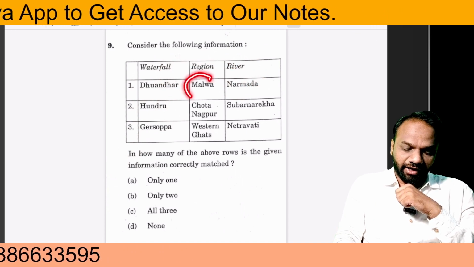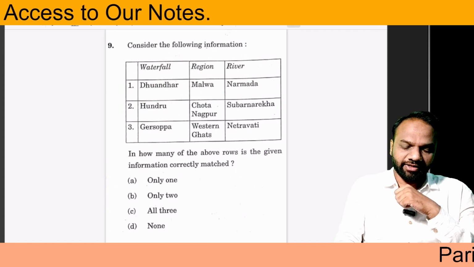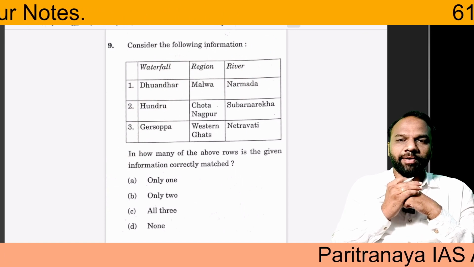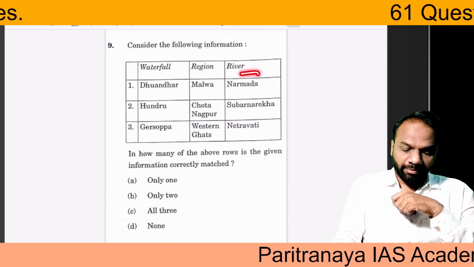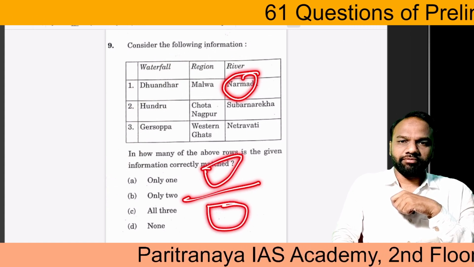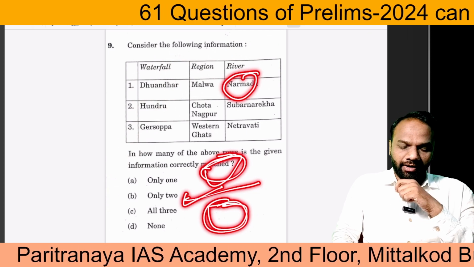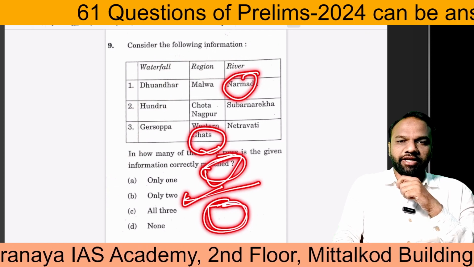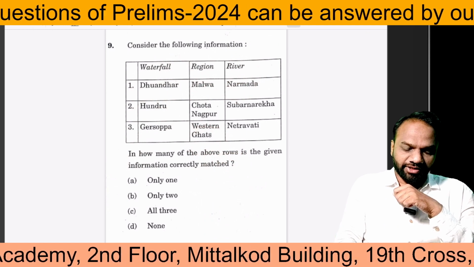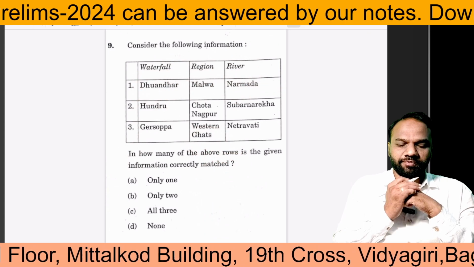But whether this waterfall lies in the region of Malwa, this is a bit tricky. So hence I will consider this question as medium. Okay, not that easy, it's a medium question. So here we should have an understanding that Narmada flows between Vindhyas and Satpura, and Malwa plateau lies to the north of Vindhyas. So hence Narmada will never flow through Malwa. So Duandar Falls is not present in the Malwa region. So hence option number 1 is false.